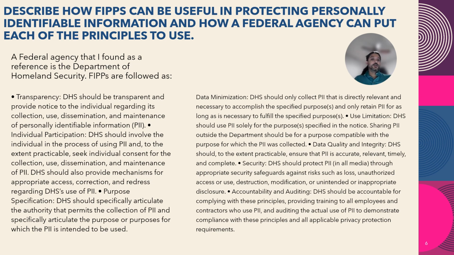With transparency, DHS should be transparent and provide notice to individuals regarding its collection of PII. For individual participation, DHS should involve the individual in the process of using PII. For purpose specification, DHS should specifically articulate the authority that permits the collection of PII and the purpose or purposes for which the PII is intended to be used. Data minimization: DHS should only collect PII that is directly relevant and necessary to accomplish specified purposes. Use limitation: DHS should use PII solely for the purposes specified in the notice.